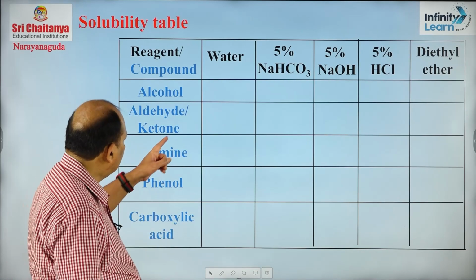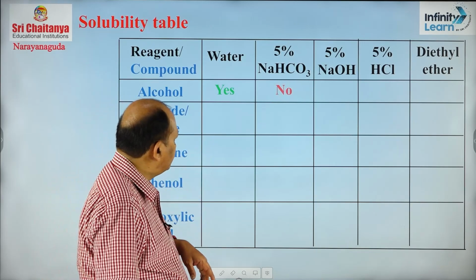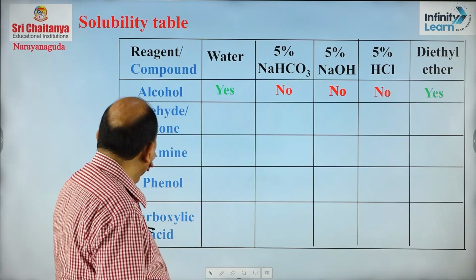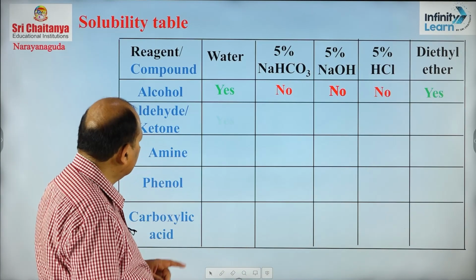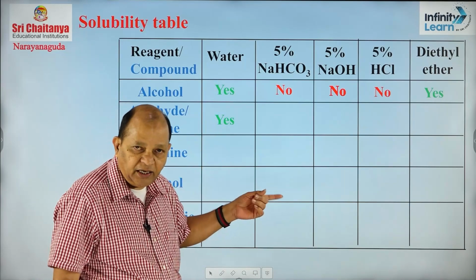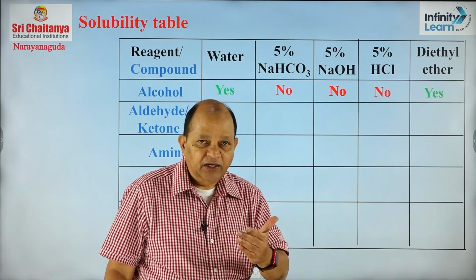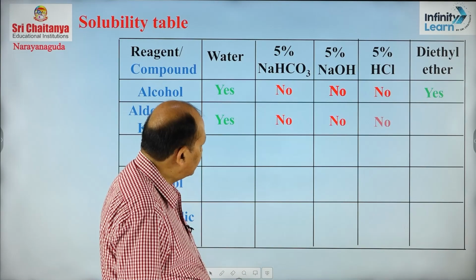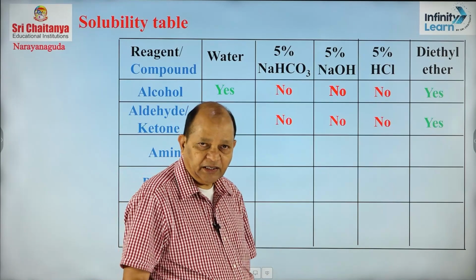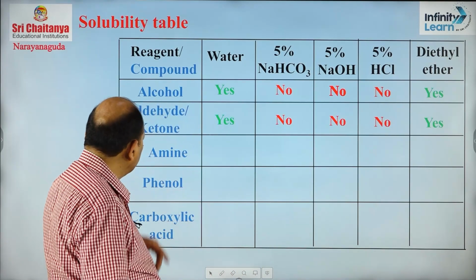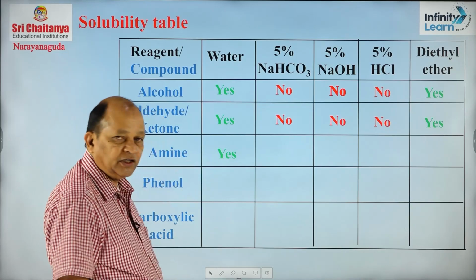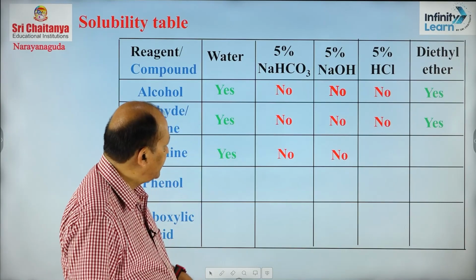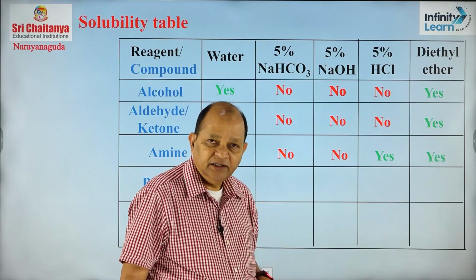For example, alcohol is soluble in water, but insoluble in bicarbonate, sodium hydroxide and HCl; of course, it is ether soluble. Similarly, aldehydes and ketones are neutral compounds; usually lower aldehydes and ketones are soluble in water, higher aldehydes and ketones are not soluble, and these are not soluble in acidic or basic reagents, but they are soluble in ether. And if you take a basic compound, that is amines, lower amines are water soluble. They are not soluble in the bases, but soluble in acid and also in ether.